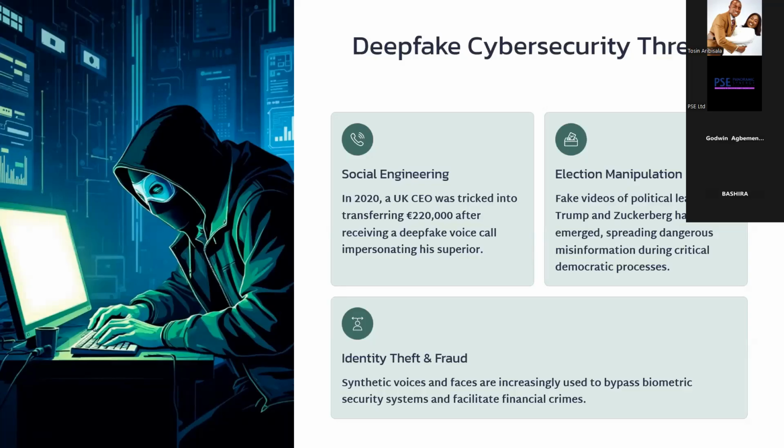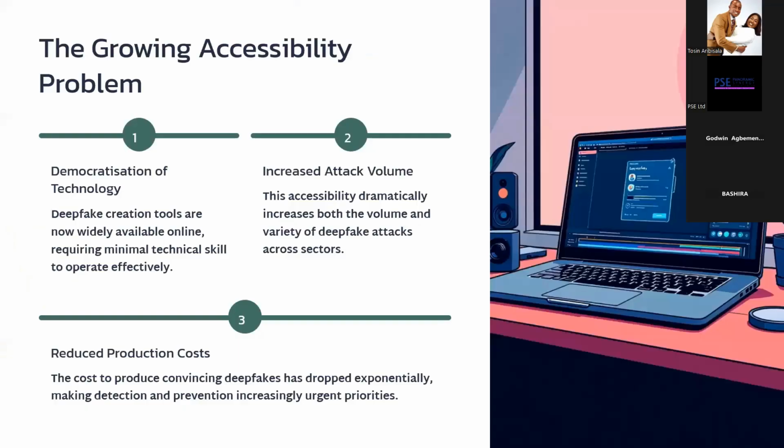So the next thing is the growing accessibility problem. Here, we are going to understand what is really causing it and how it is coming to light like this. We have the democratization of technology. We also have increased volume. We also have reduced production costs. Deepfake creation tools are now widely available online. So it is out there.